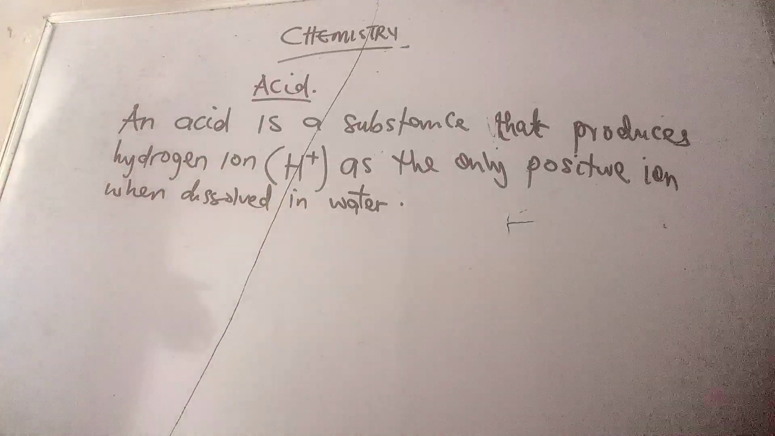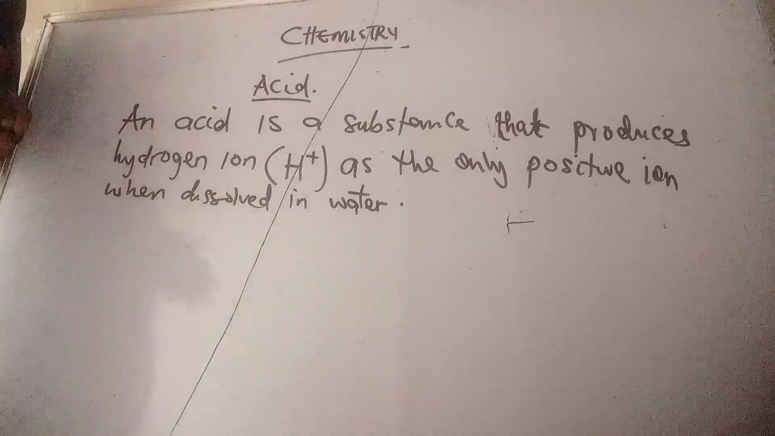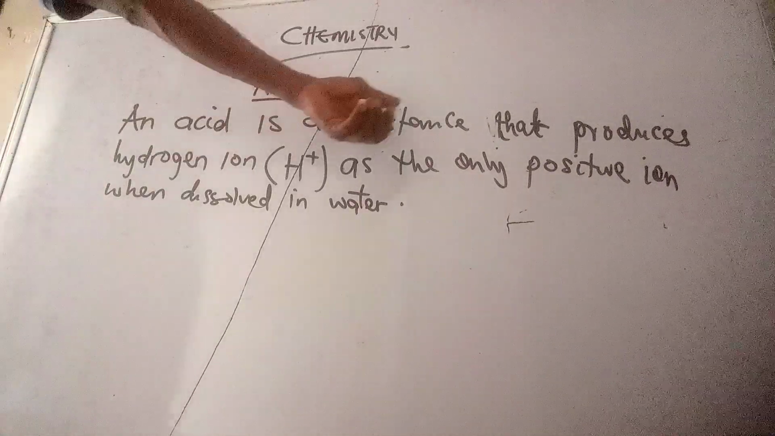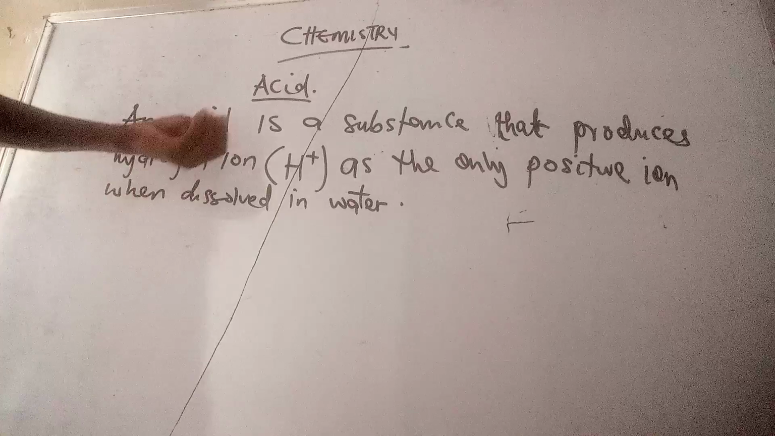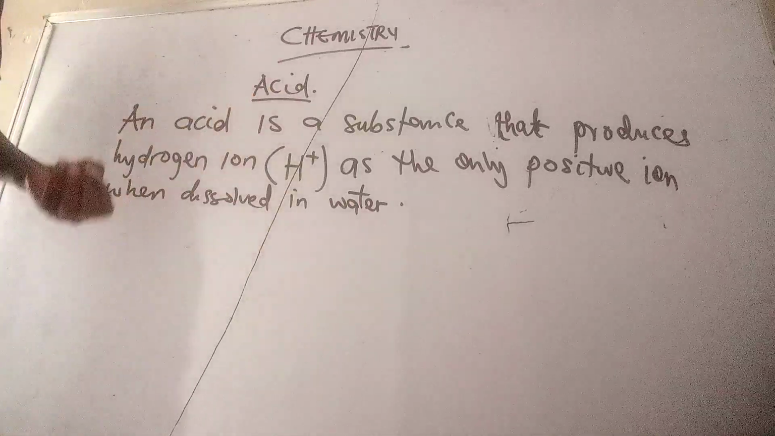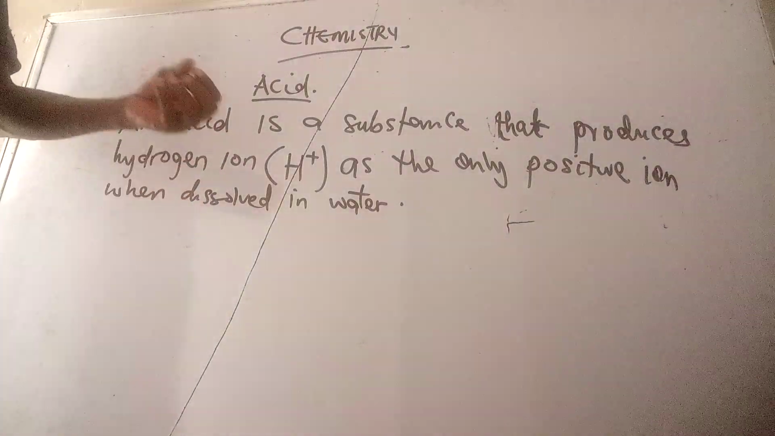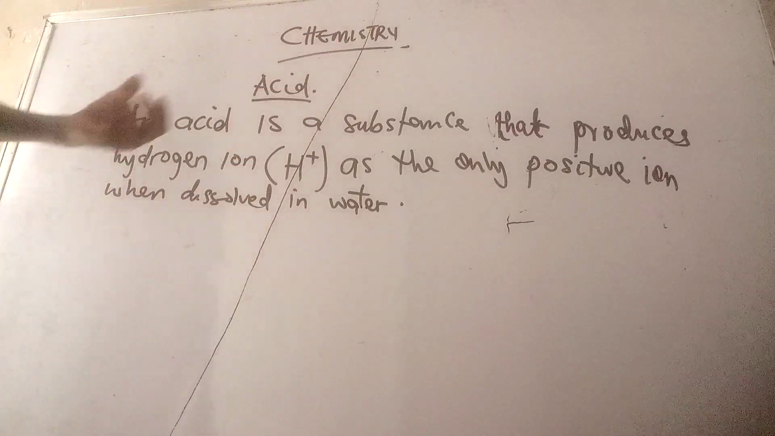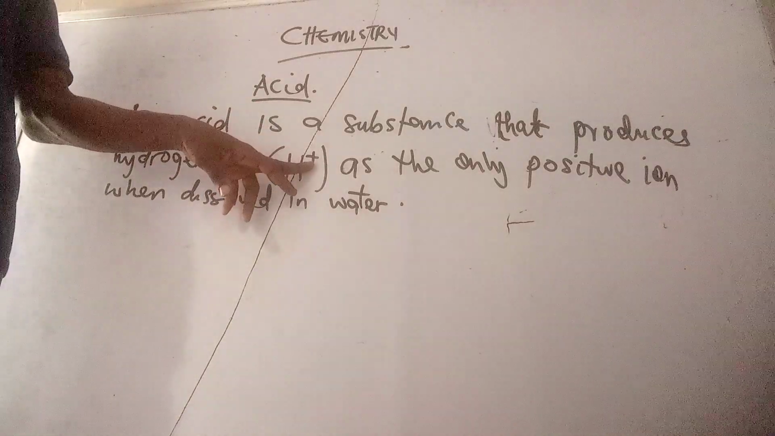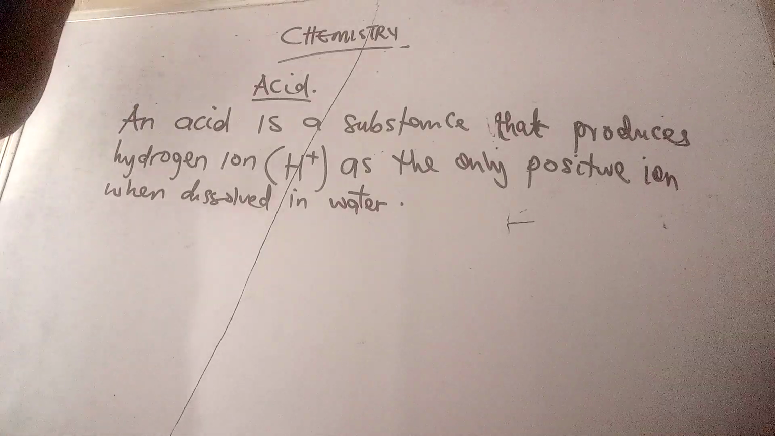What does this mean? This means if an acid is in dry form, then it cannot be referred to as a substance that produces hydrogen ion until it is dissolved in water. And when it is dissolved in water, it becomes a solution. And that solution is now the one that will produce the hydrogen ion, which is H carrying positive, as the only positive ion in the solution.